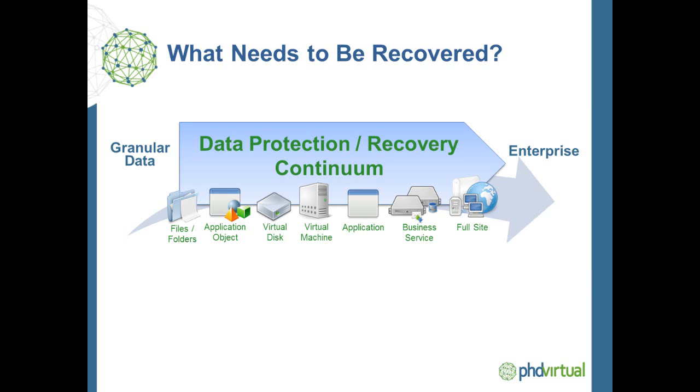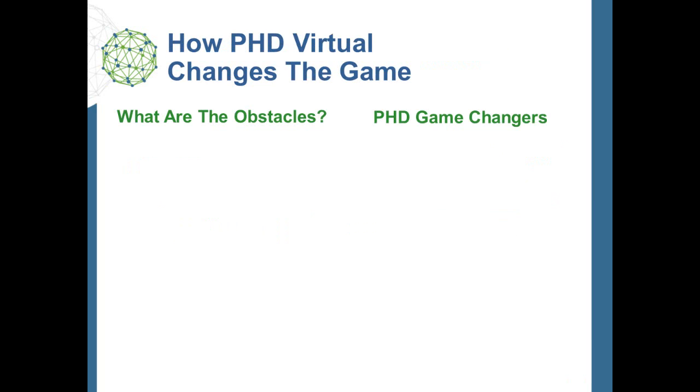When implementing plans to stave off these negative effects, it is important to approach recovery in a holistic fashion that spans the entire continuum from granular file and application data to full virtual machines, all the way up to multi-tiered applications and full sites that have complex dependencies against each other. However, our customers tell us that there are specific challenges that make successful data protection and recovery across this entire continuum very difficult to achieve. Let's explore some of these challenges, and I'll describe how PhD Virtual minimizes them.